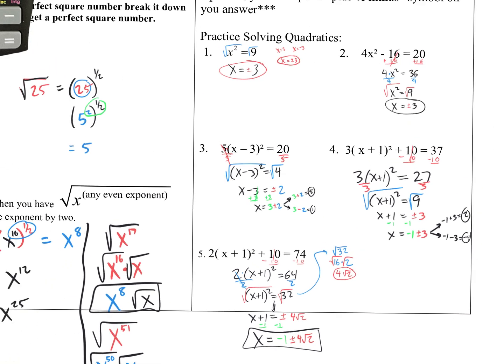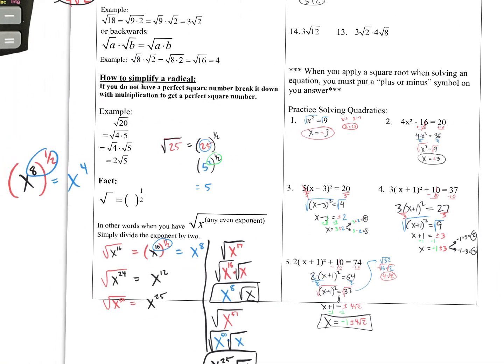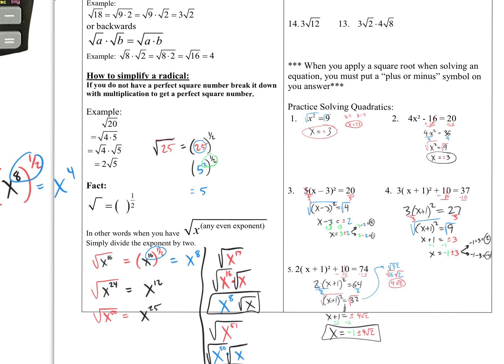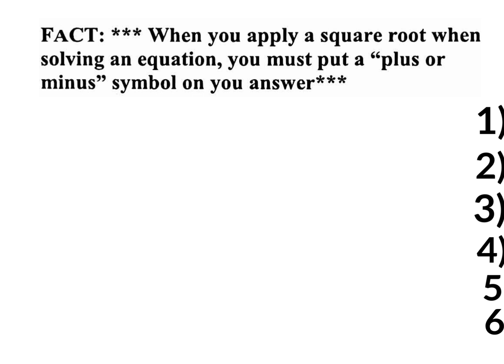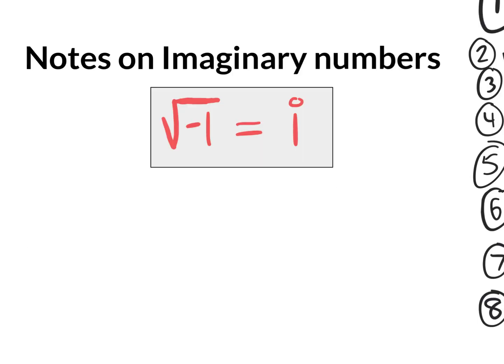Anyway, we're going to be working with this all week. And I might as well do this little introduction of imaginary numbers. Check it out. We all know that the square root of 9 is 3. Why? Because 3 times itself will give you 9.